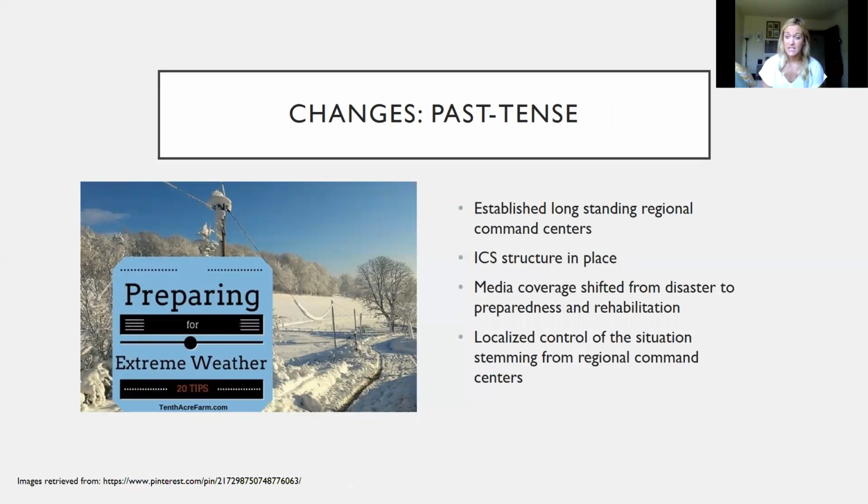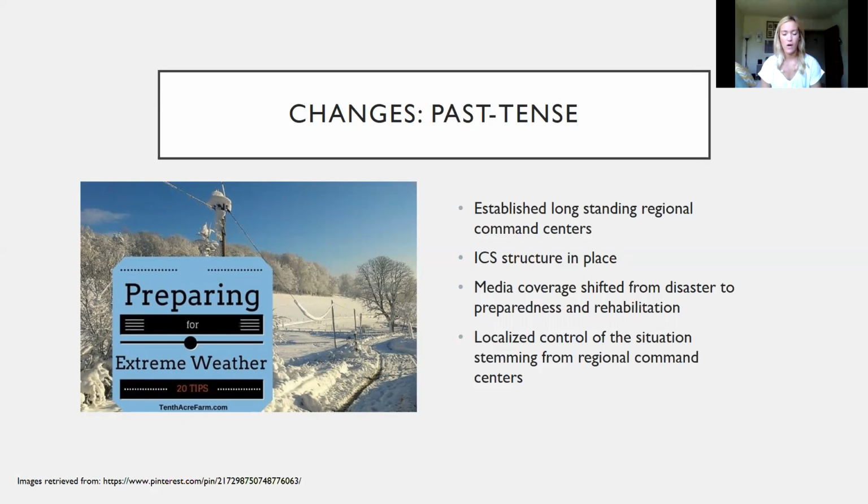Now, looking at this event and specifically pinpointing changes that could have been done, past tense, I think establishing long-standing regional command centers would have been a lot more positive in this event, and also having more ICS structure in place. Media coverage shifted from disaster to preparedness and rehabilitation, just because the media in this event was very negative, and a lot of the news articles that you found were highlighting death, highlighting the amount of snowfall that was happening, and that's great for awareness.